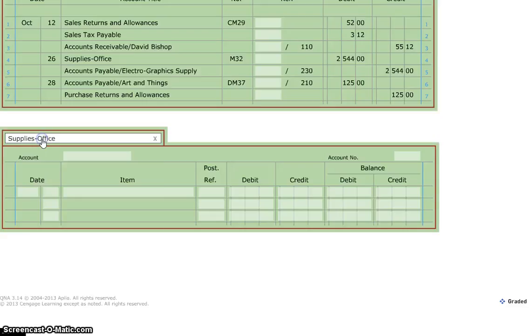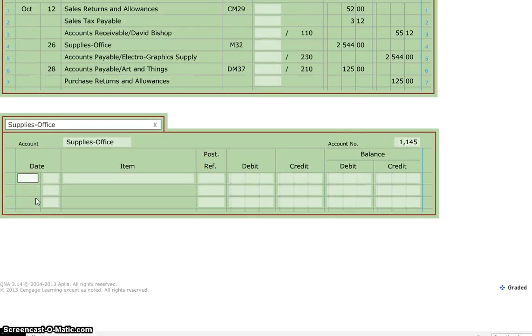We're just plugging that information in as we have done in the past. So down here we open up our Supplies-Office. We write the account name and the number that they gave us, which was 1145. Our starting date was October 1st. And in this first item, we just write the word balance.